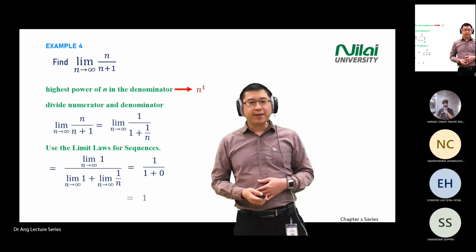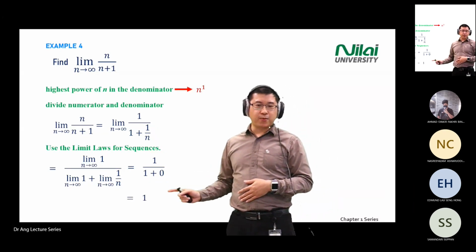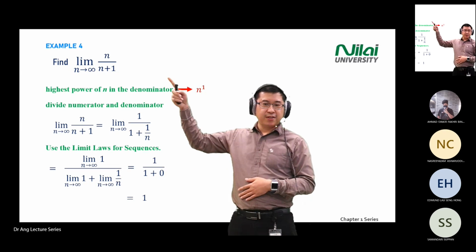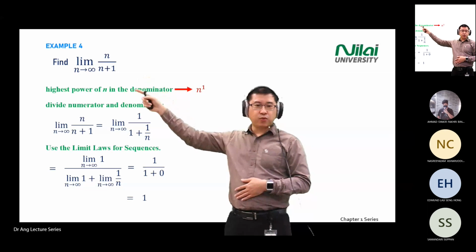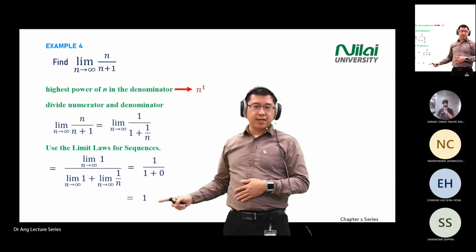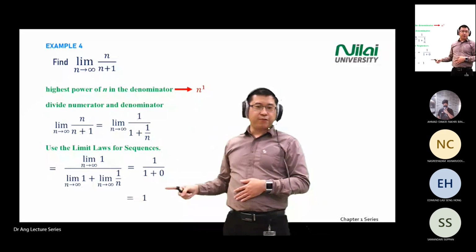So you do the mathematics. 1 divided by 1, you get 1. The answer for this question, if asked to find n divided by n with the limit n to infinity, is that this set of data, this sequence, will converge at 1.